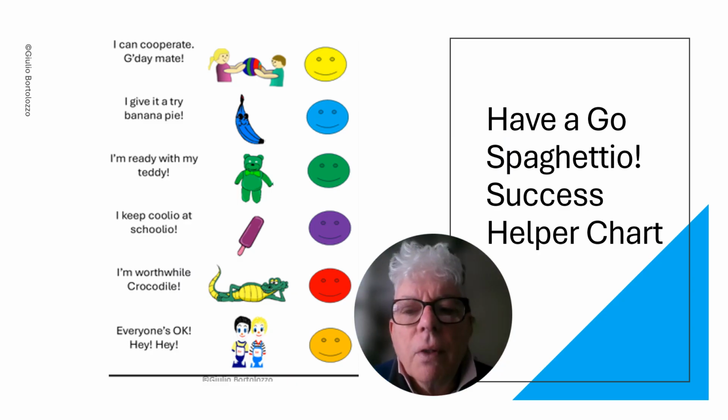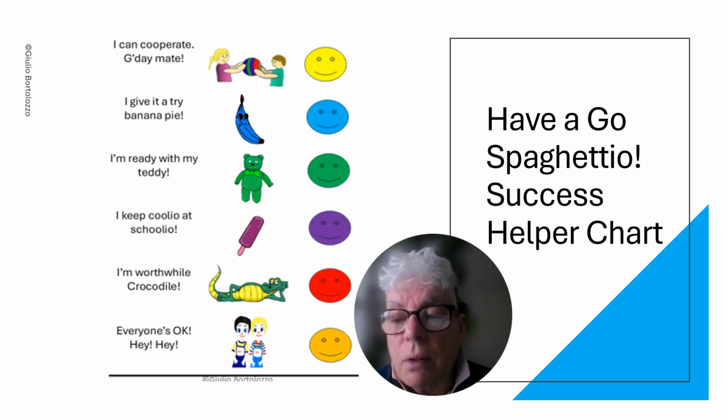Here we revisit the Have a Go Spaghettio Success Helper chart. There are 6 competencies or ways of thinking that underpin our actions and how we feel about stuff. And we teach to these 6 competencies in the classroom. We teach children that cooperation is important. Hanging in there when the going gets tough is important. It's important to manage ourselves, set goals and have the things at hand we need to be successful. We need to learn how to manage our emotions, to look at things in a reasonable fashion, and to know when we're catastrophizing or when we're feeling over anxious about something that's happening.